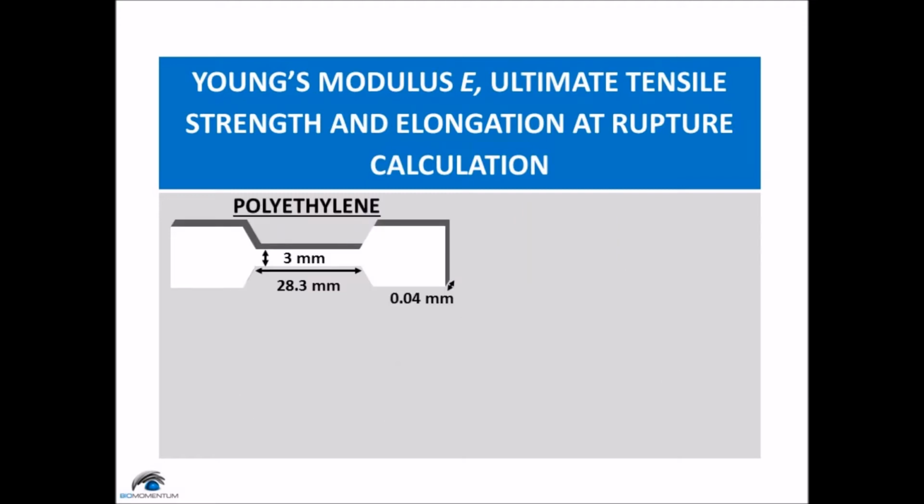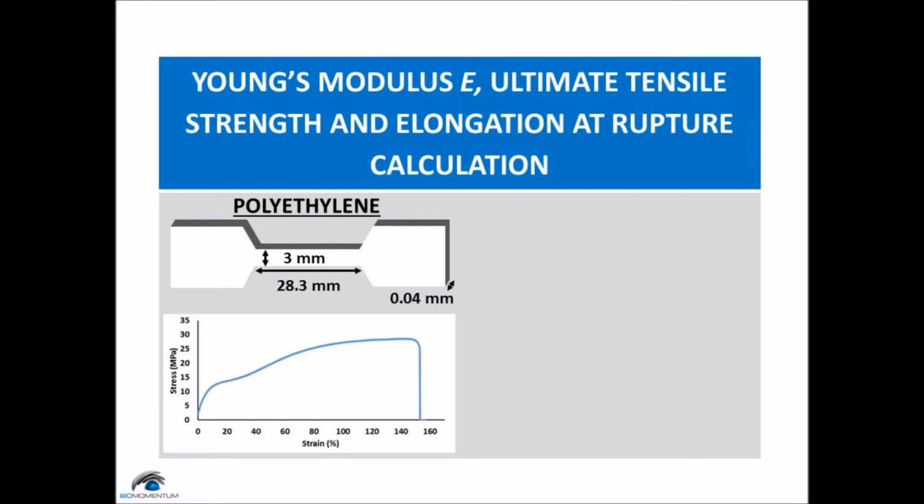Let's consider the data from the tensile test of the polyethylene sample. The width being 3 millimeters, the initial length being 28.3 millimeters, and the thickness being 40 micrometers. Here is the stress-strain curve of the polyethylene sample.